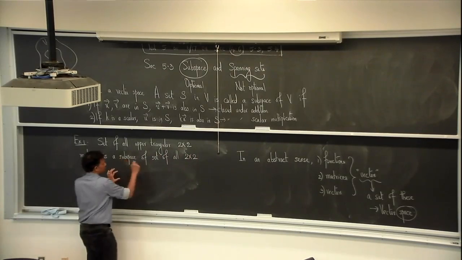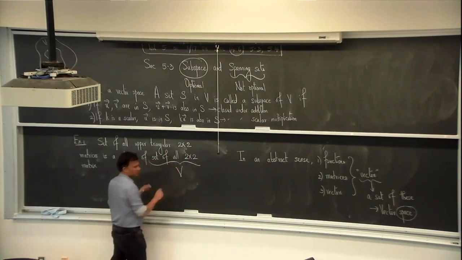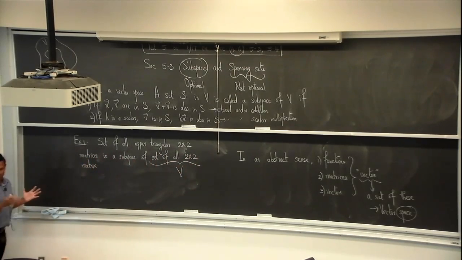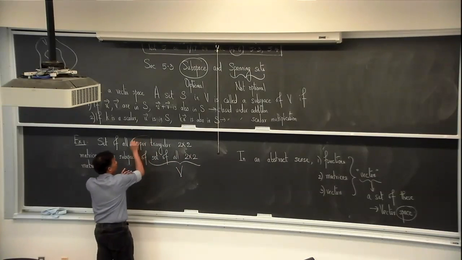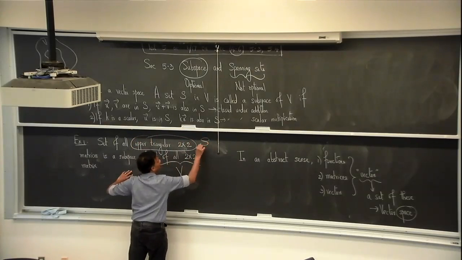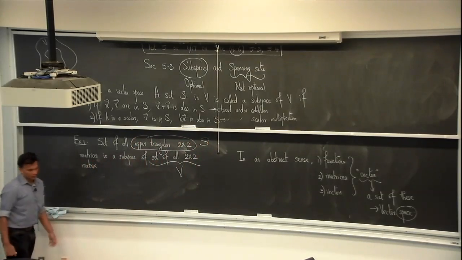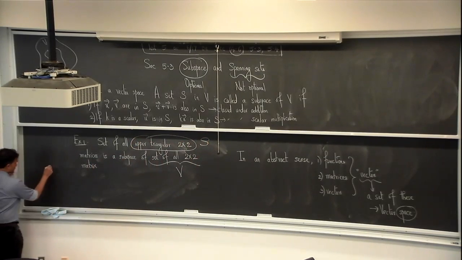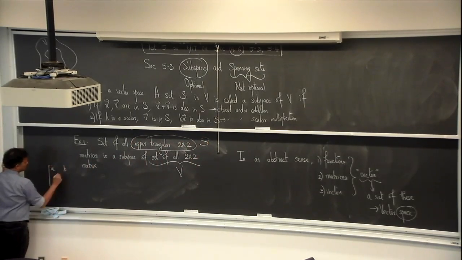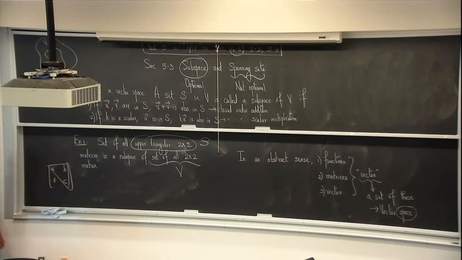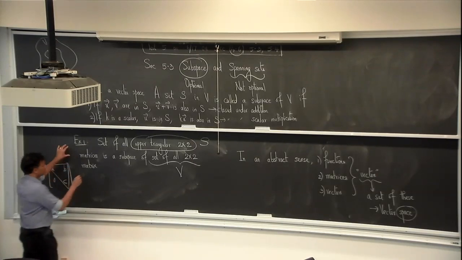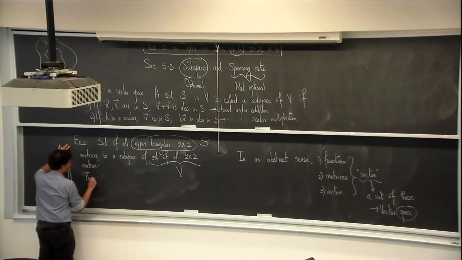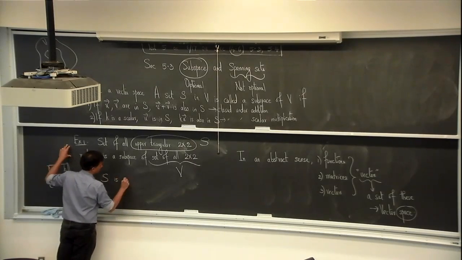V is the set of all 2x2 matrices. That's an infinitely big collection of 2x2 matrices, out of which I am taking a very special group. So I'm insisting that those 2x2 matrices must be upper triangular, which means it must have this form: A, B, 0, C. That's a 2x2 upper triangle. Then S is a subspace of V.